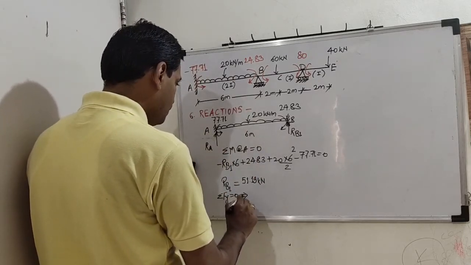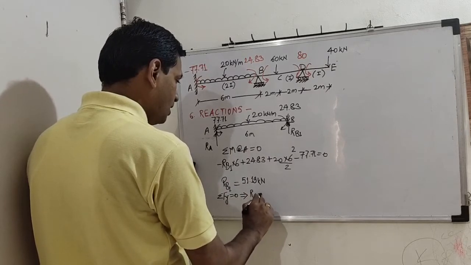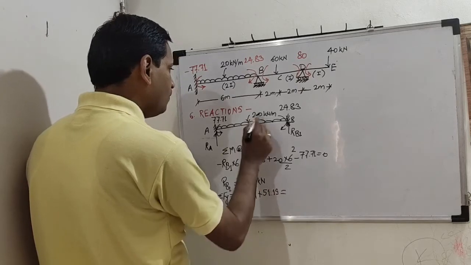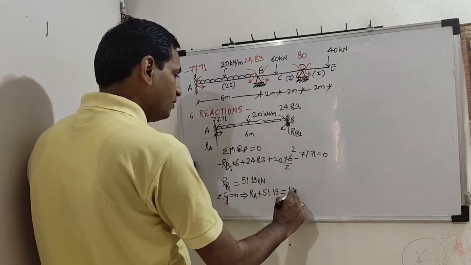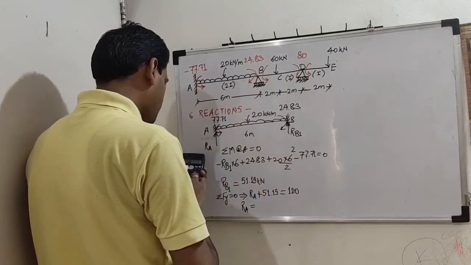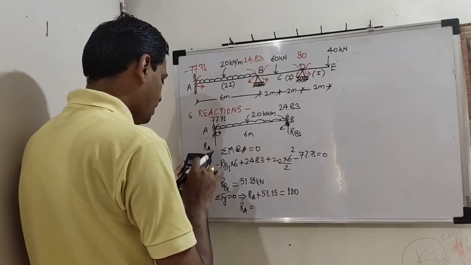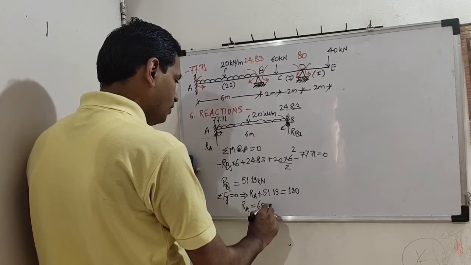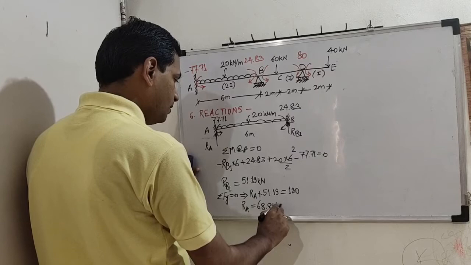51.19 kilonewton. Now we will apply another condition of equilibrium. Summation Fy is equal to 0. So RA plus 51.19 is equal to 120. So what is RA? 120 minus 51.19. So that is 68.81 kilonewton. Correct?